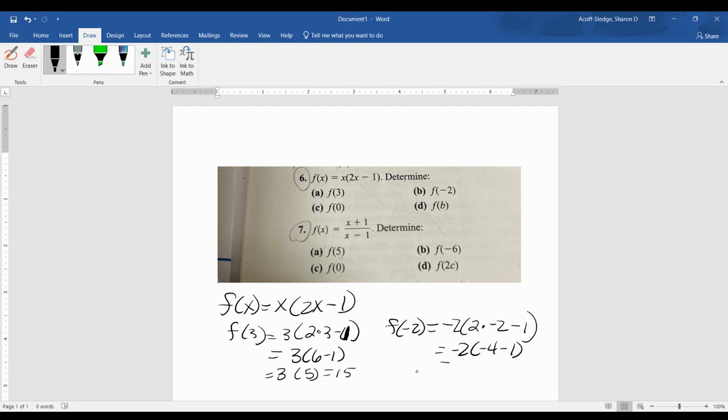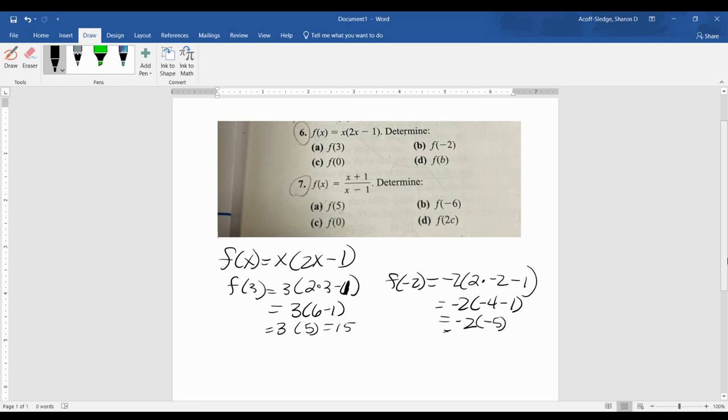Minus 1. And you can put this in your calculator just like this, and it'll do it for you, if you have a Texas Instruments calculator. Negative 4 minus 1 is a negative 5, because when it's the same sign, remember you add the numbers and keep the sign. Negative 2 times negative 5, since the signs are the same, that's going to be a positive 10. So when you multiply, the signs are the same.